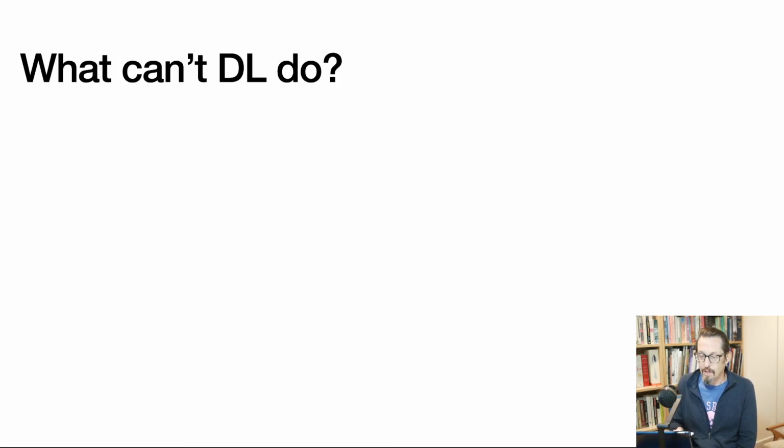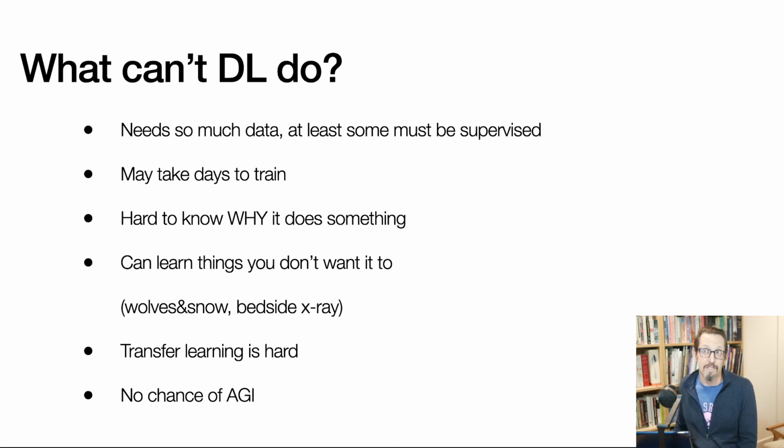Okay? So what can't deep learning do? It needs an incredible amount of data. So if you don't have a lot of data, it may not be the right thing. It also may take days and days to train, depending upon what the network is, what the task is, and what the inputs are. It's also really hard to know why deep learning does something. It's not interpretable. Something like a regression or a decision tree, like we already looked at, is interpretable. Okay? It can also learn things you don't want it to, which is another interesting thing.